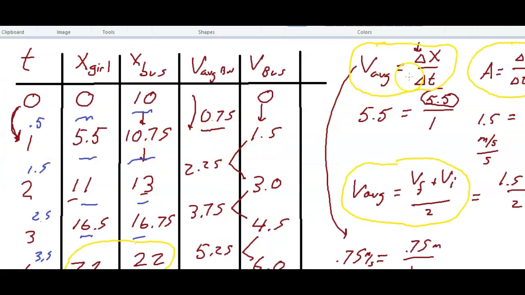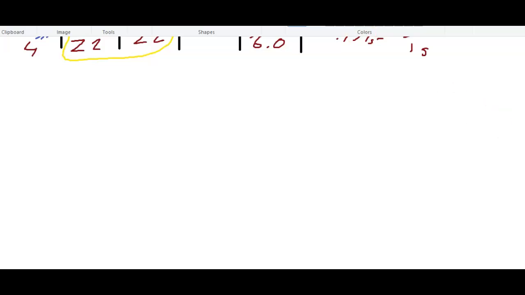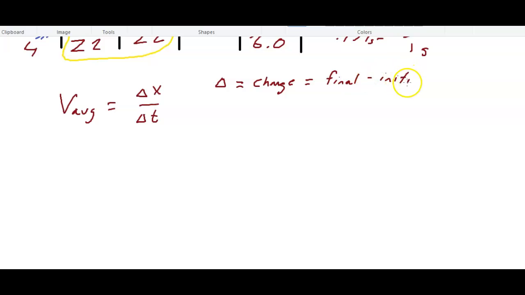What we did here, we used these 3 equations circled in yellow, and we've used those to find the position of the girl and the bus at any point in time, depending on our time step. So what we're going to do here is expand those out a little bit. Let's look at our first one, that the average velocity was equal to the change in position over the change in time. Now remember that delta is the same thing as change. And we always find the change by taking the final minus the initial value.